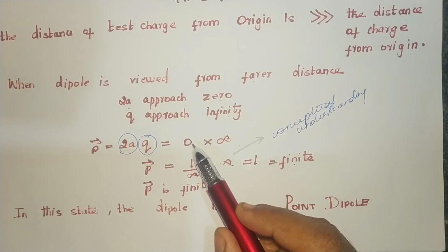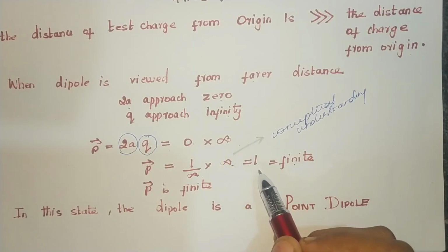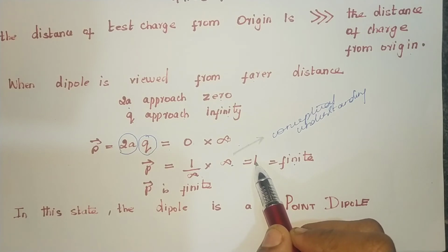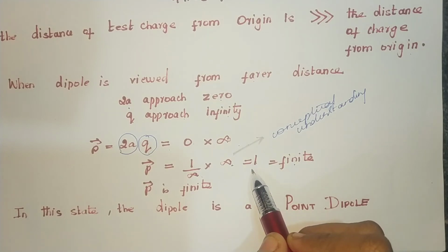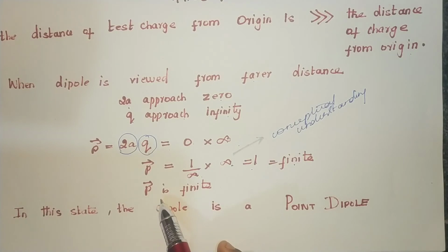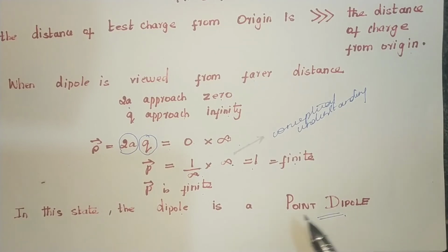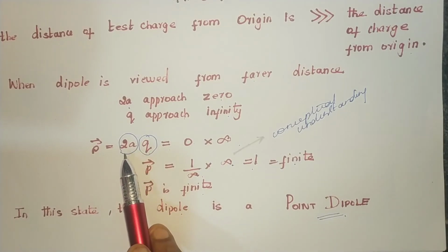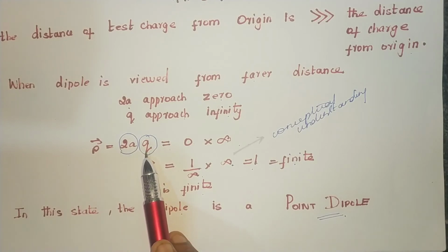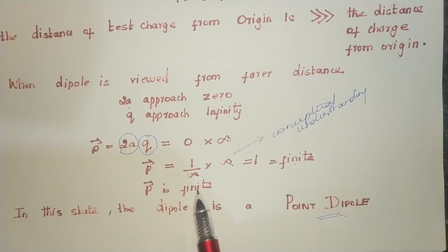So when a 0 value is multiplied by infinity, the product will be a finite value, which is a conceptual understanding here. So the dipole moment P vector has a finite value. In this particular condition, the existence of the dipole is what we call point dipoles. Okay? At very far distances, the distance between the charges approaches 0 and q approaches infinity, then the dipole moment value becomes finite. In this state, the dipole is a point dipole.